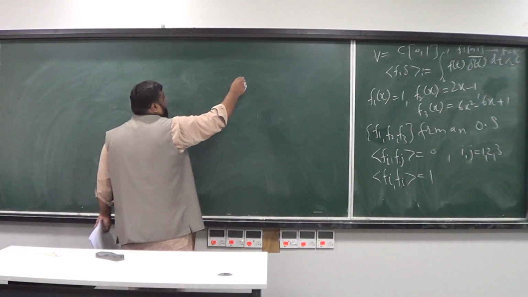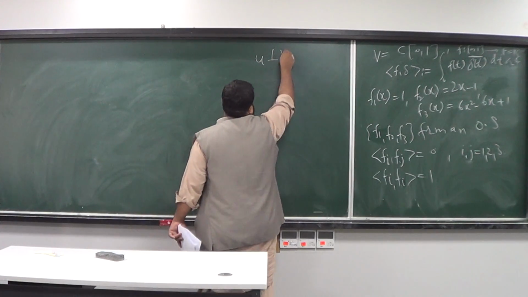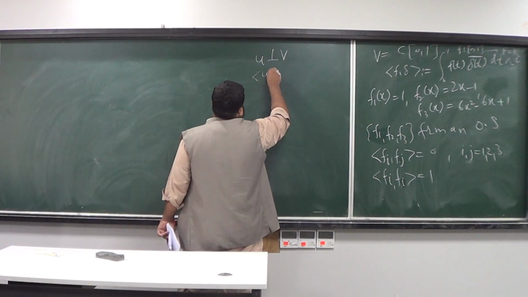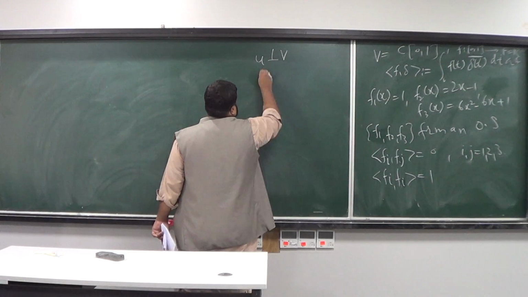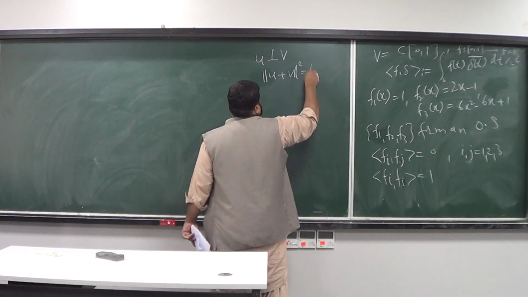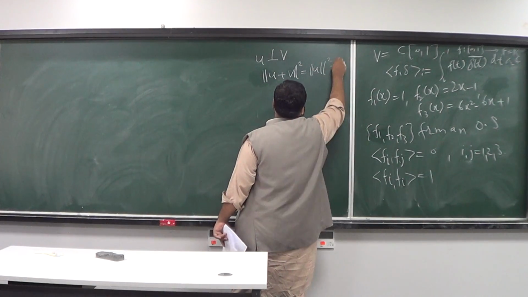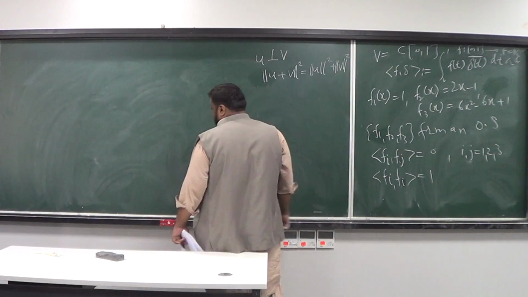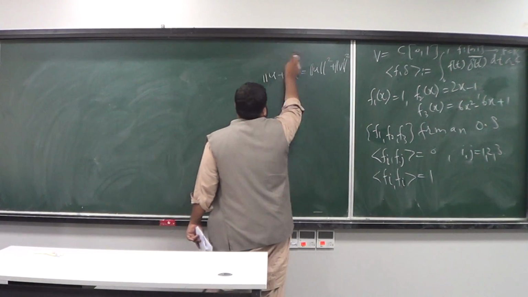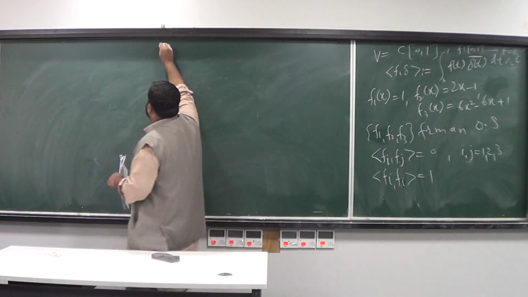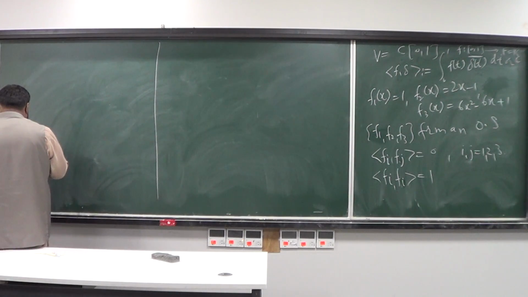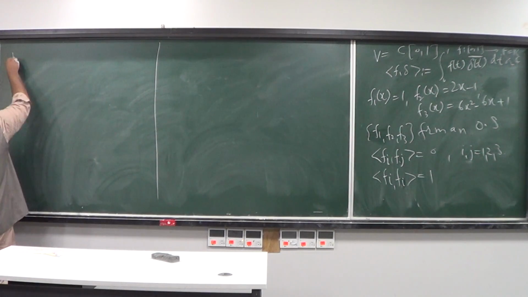If you remember, in inner product spaces, if u is a vector orthogonal to v, then we proved that the norm of u plus v squared is equal to the norm of u squared plus the norm of v squared. That is the Pythagorean theorem. So what we can do is generalize this result and prove, for example, the following. Here's an immediate consequence of what we have here.